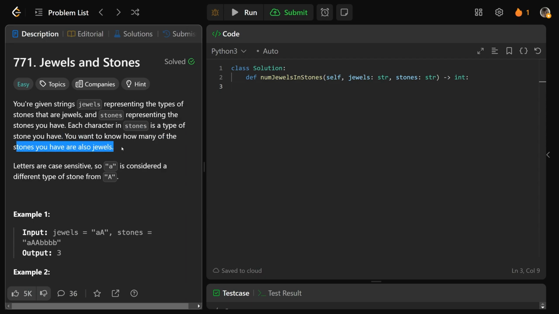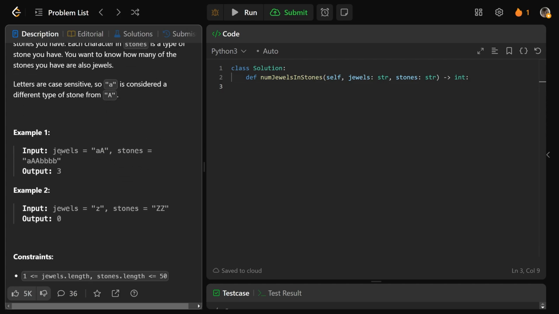So basically, some of the stones you have are joules, and some of them are not. And letters are case sensitive, so lowercase a is considered a different type of stone from capital A. So if joules is a and capital A, the stones is a different string where we have multiple of these things. There's no need to have duplicates in joules, so this is going to be unique. These are the types of stones that are joules.